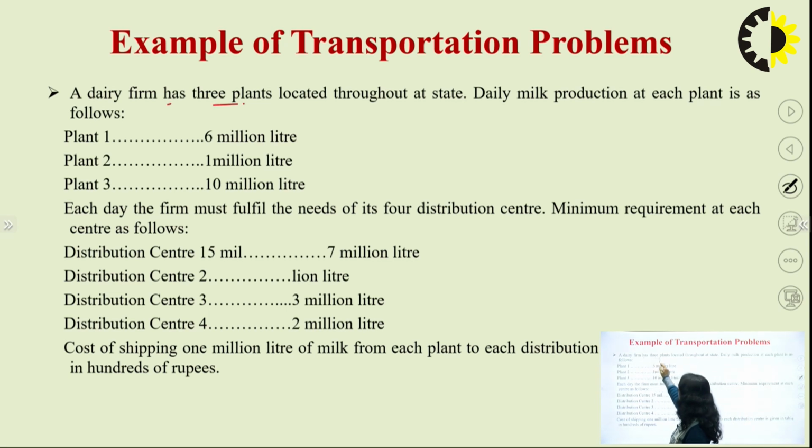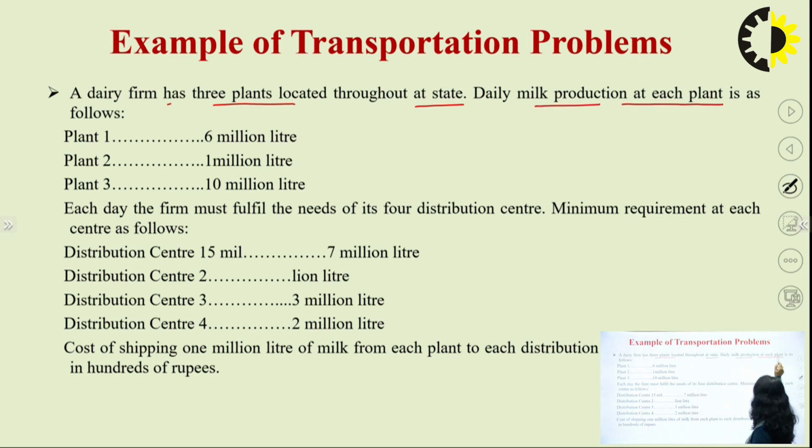A dairy farm has 3 plants which are located throughout a state. The daily milk production at each plant is as follows. There are 3 plants, plant 1, 2 and 3, and this is the daily production of the milk: 6 million liter, 1 million liter and 10 million liter. Okay. And each day the farm must fulfill the needs of its 4 distribution centers.